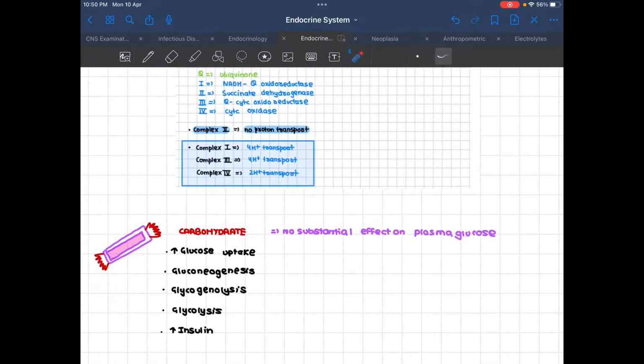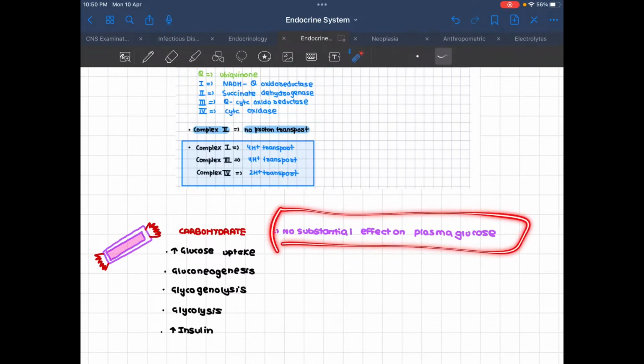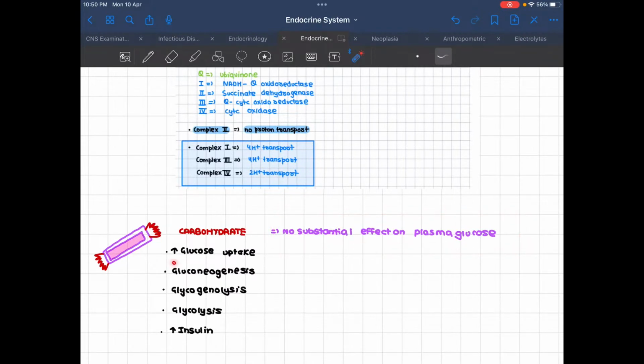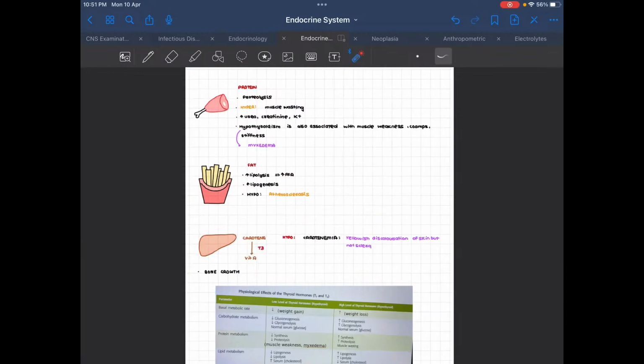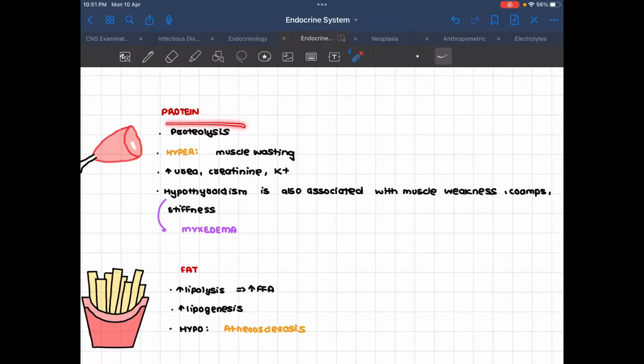Then what about the carbohydrate metabolism? No substantial effect on the plasma glucose. First thing that I have to tell you. Why? Because they also increase glucose uptake, so it's not diabetogenic. They're going to stimulate gluconeogenesis. They're going to stimulate glycogenolysis. They're going to stimulate glycolysis. So as you can see, glucose is increasing as well as decreasing, so there is no substantial effect on the plasma glucose, and they're going to increase the amount of insulin being secreted from the beta cells as well. Protein, mainly proteolysis.